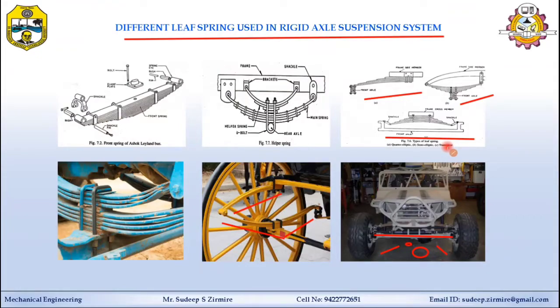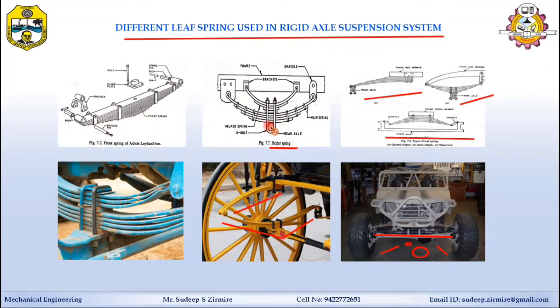Second one is the helper spring. This name indicates it helps the main spring. So you can see two different springs. The upper spring is called the helper spring and it is fixed to the frame here, to the bracket, and the lower is the semi-elliptical spring generally used along with this helper spring, and it is fixed to the axle.